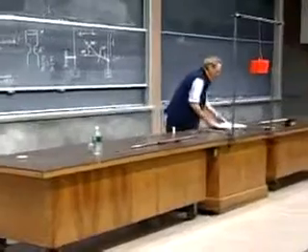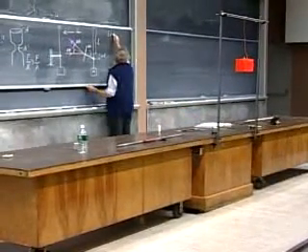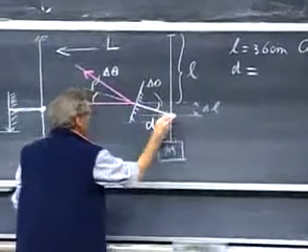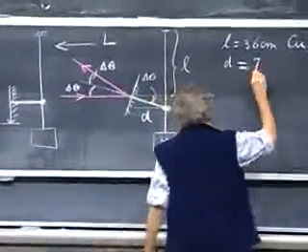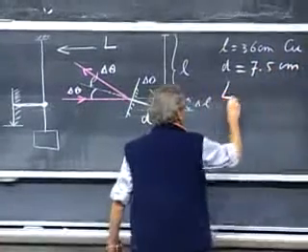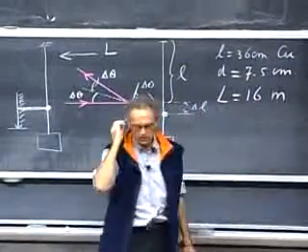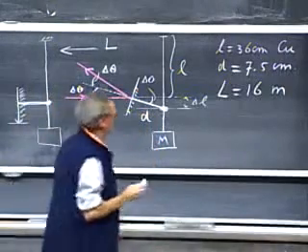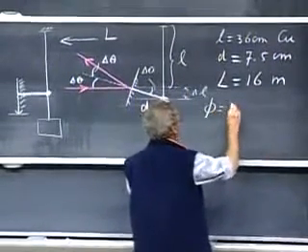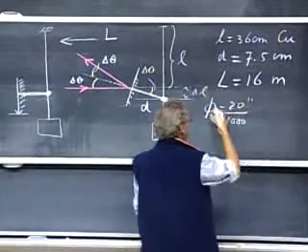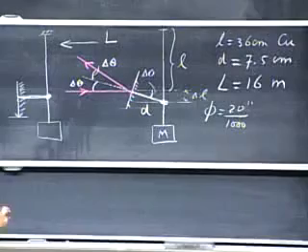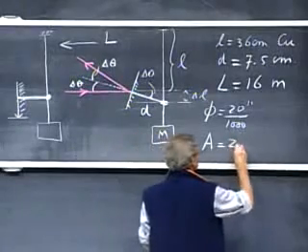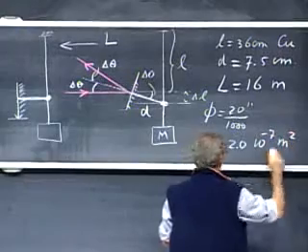Let me first give you the dimensions of this instrument. L is 36 centimeters. It is copper. This bar, which has length d, is 7.5 centimeters. The distance to the wall is about 16 meters. The diameter of the copper wire is 20,000ths of an inch. I give it in terms of the diameter because that's the way that the manufacturer gives it to us. And that translates into a cross-sectional area of that wire of 2.0 times 10 to the minus 7 meters squared.